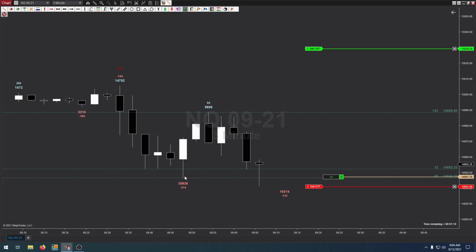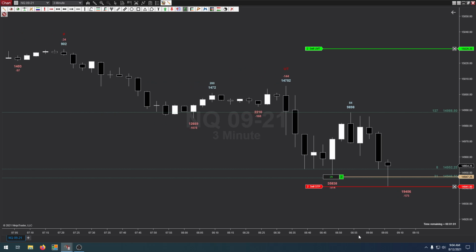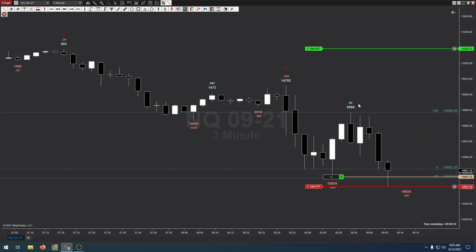So I drew this level here, and this level right here. When price came down, it came back up through that level right there. I got in. So now we'll see what happens. We need price to close above this level right here. We need to close above here, which is that fractal right there.